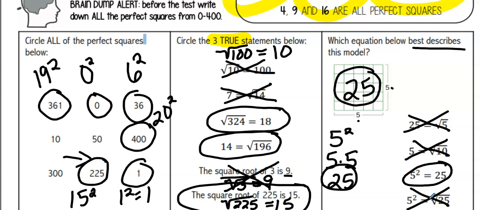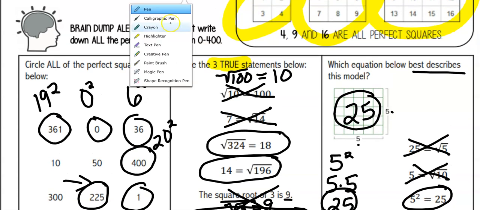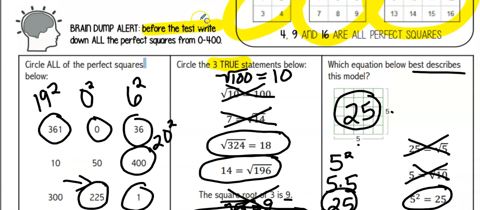Okay, and you guys really need to be studying those perfect squares. Look at your notes and be studying to make sure that you can identify perfect squares tomorrow. Our brain dump up here, you guys can be practicing that tonight. Before the test, you're going to write down all of your perfect squares from 0 to 400.